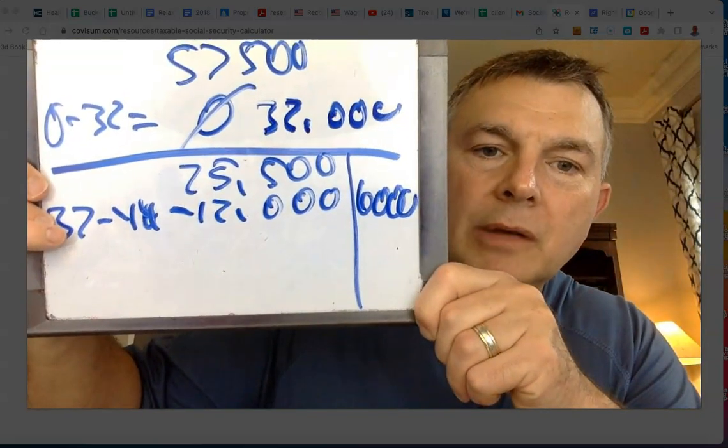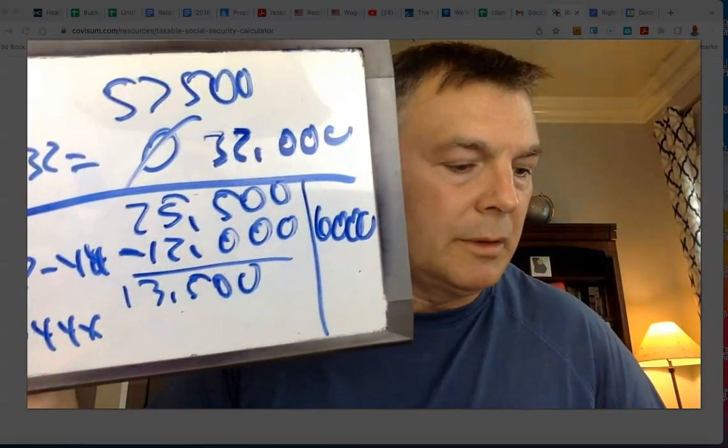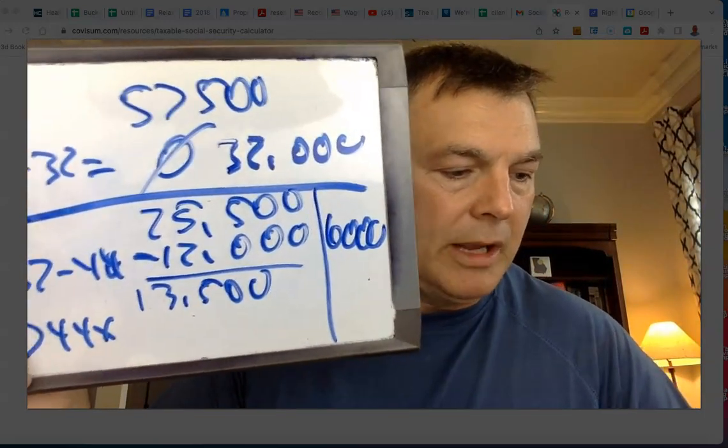That's pretty easy to figure out. So we know $6,000 is subject to taxation. And the remaining amount, which would be $13,500, 85% of that amount is subject to taxation. So 13,500 times 0.85 is $11,475.